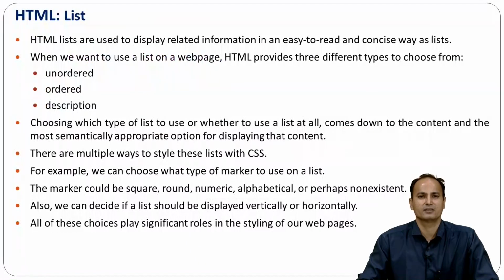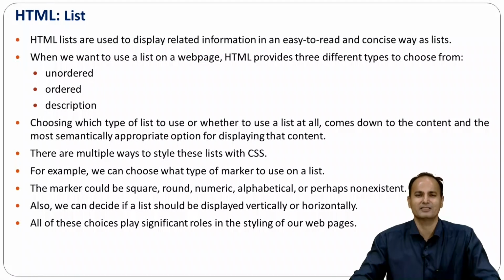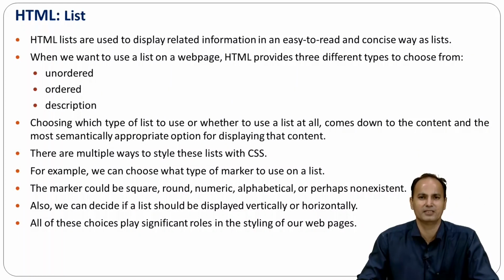Moving next, that is list. List is widely used in every web page for displaying the content in a particular order of your requirement. HTML lists are used to display related information in an easy to read and concise way. When we want to use a list on a web page, HTML provides 3 different types of listing mechanism.